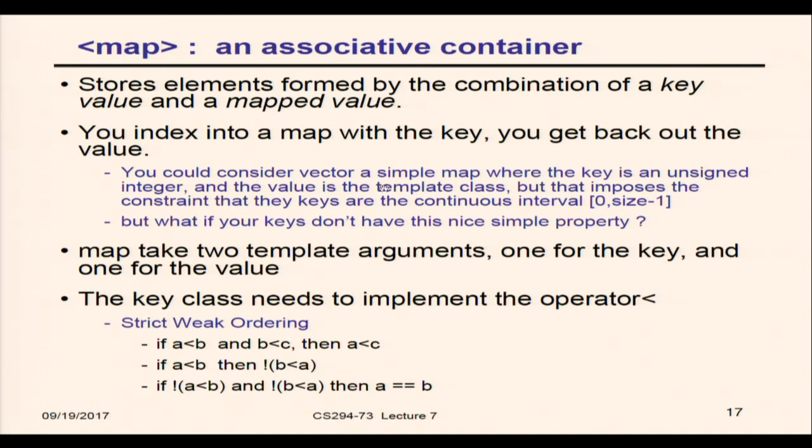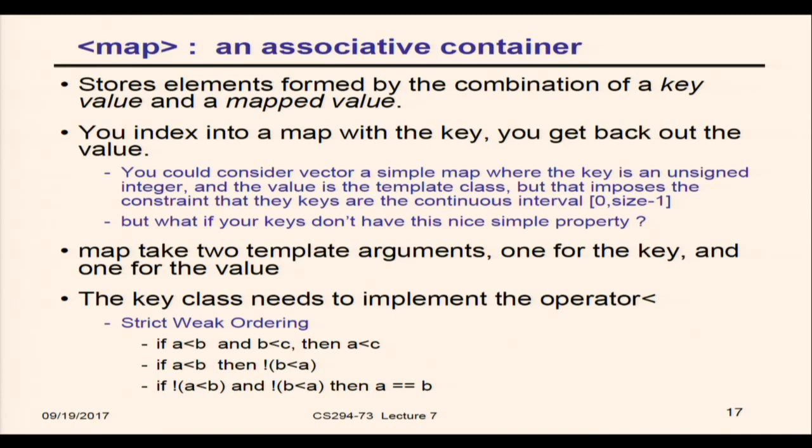Now, maps not only give you a way of constructing dictionaries, but they also give you something else that's nice to have with dictionaries, which is that dictionaries typically are in alphabetical order or some ordering. So map requires the key to implement the less than operator. And the property that the operator has to have is strict weak ordering. That is, if A is less than B and B is less than C, then A must be less than C.